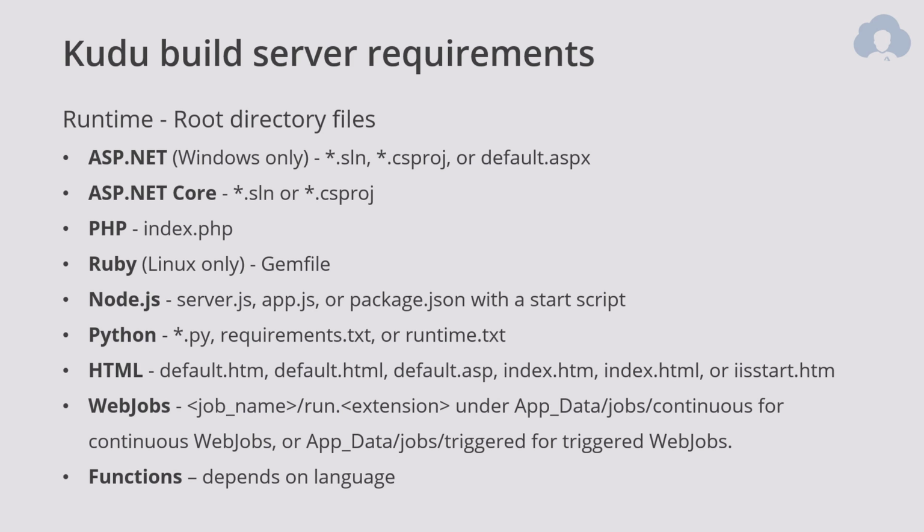So if you're using Kudu for building process, there are a set of requirements that you need to follow. The most important ones are the root directory files, depending on your runtime. If you're using .NET Core, that needs to be either solution or project file. If you're using Node, that needs to be server.js or app.js and package.json file. There needs to be different type of file for HTML projects, etc., etc. For functions, it of course depends on the function runtime language. So you need to be aware of that if you're planning to use Kudu for your building process.